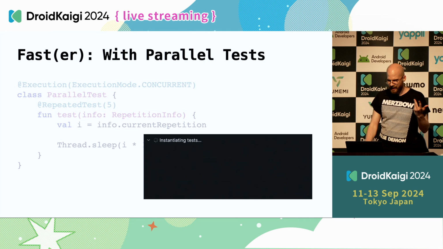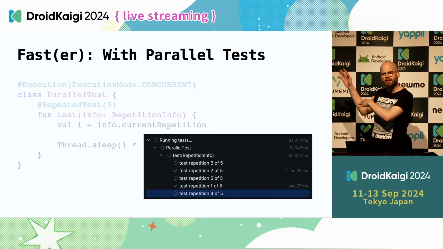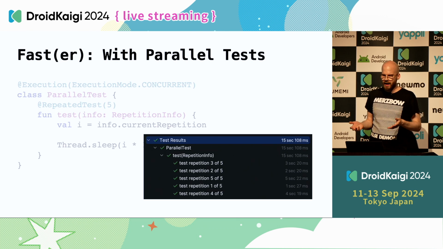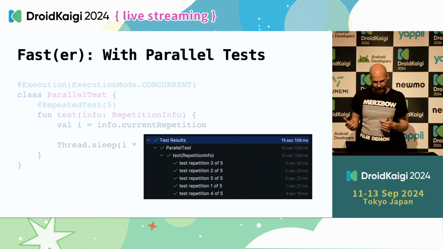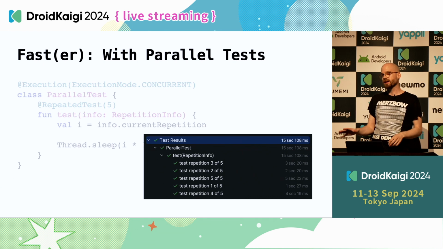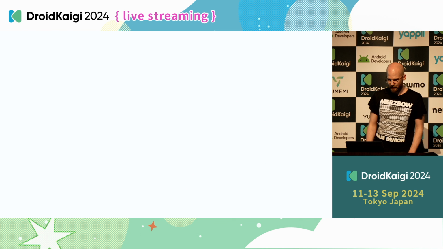So if we do this again, all the 5 cases run at the same time. They're out of order, but it doesn't really matter. And it just runs them at the same time. And they're already done. I couldn't even finish the sentence. So that's a 3x improvement, because now it only takes 5 seconds instead of 15. Nice.